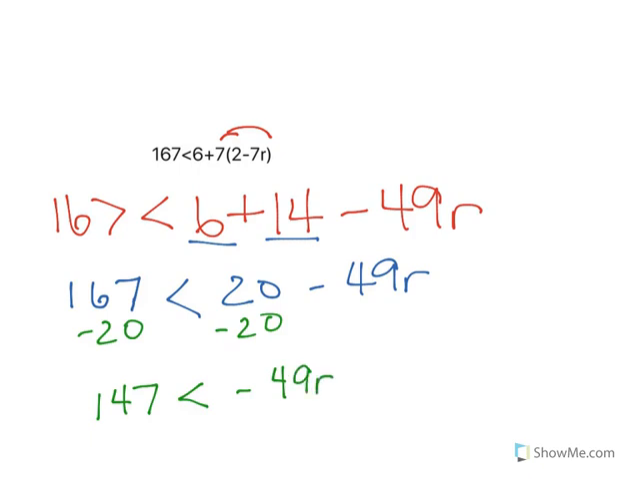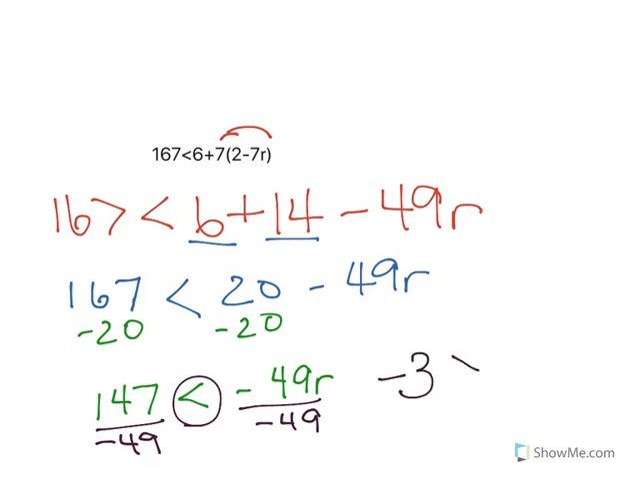Okay. Now, my brain is saying, oh no, oh no, oh no, I'm going to divide by negative 49, and if I divide by a negative 49, it means I have to flip that sign. So that's going to give me negative 3 is greater than r. And of course, if I want to flip it around, it would be r is less than negative 3.